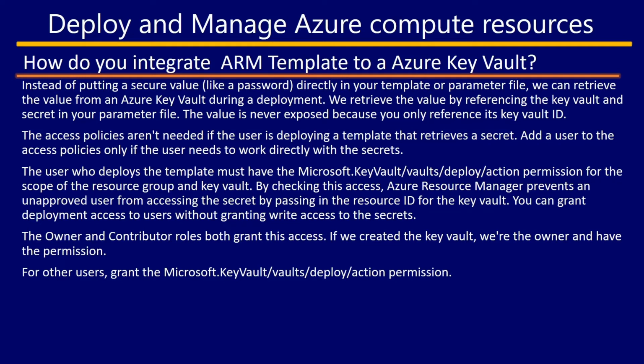By checking this access, Azure Resource Manager prevents an unapproved user from accessing the secret by passing in the resource ID for the Key Vault. You can grant deployment access to users without granting write access to the secrets. The owner and contributor roles both grant this access. If we created the Key Vault, we are the owner and have the permission. For other users, grant the Microsoft.KeyVault/vaults/deploy/action permission.